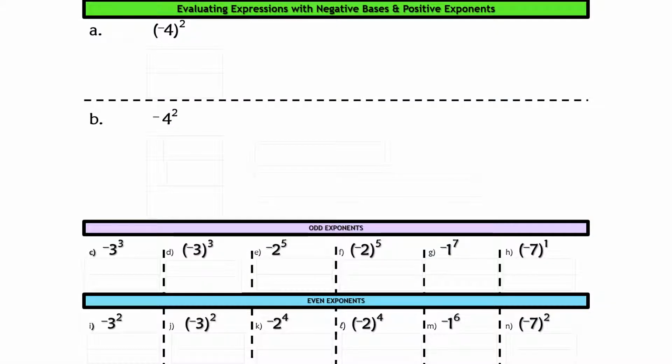Hi, this is Mr. Hood, and we're going to look at evaluating expressions with negative bases and positive exponents. So let's take a look at example A. In example A, we're going to take -4 to the second power.